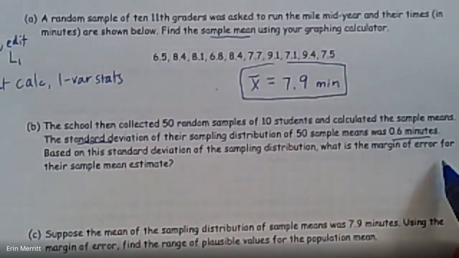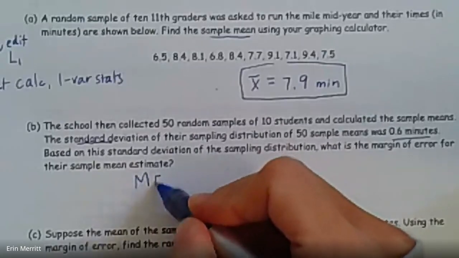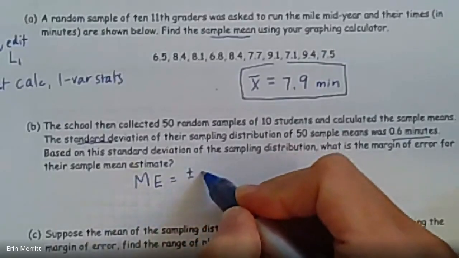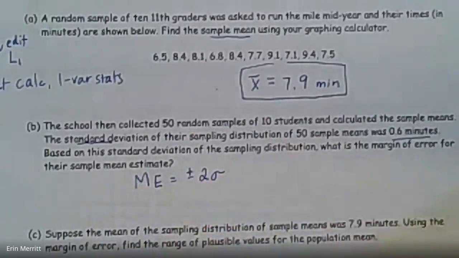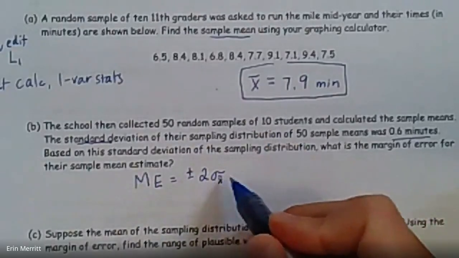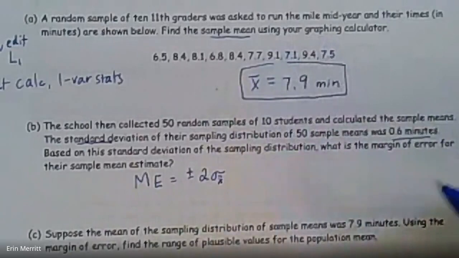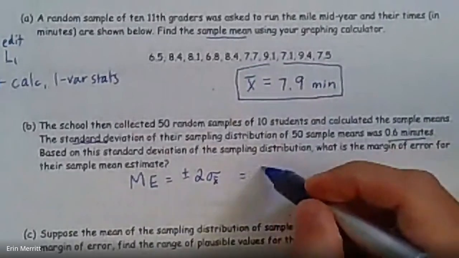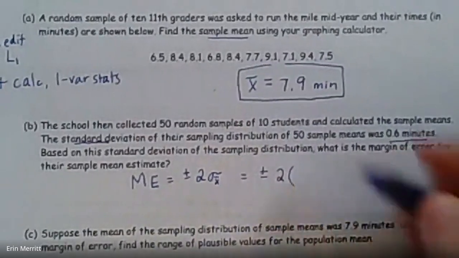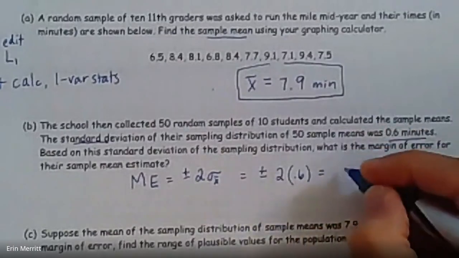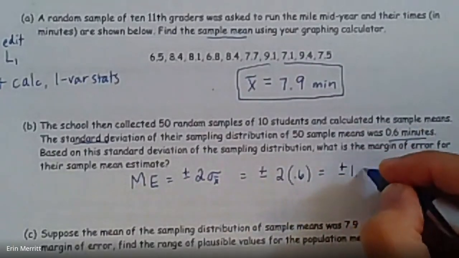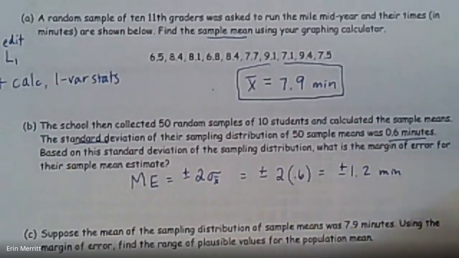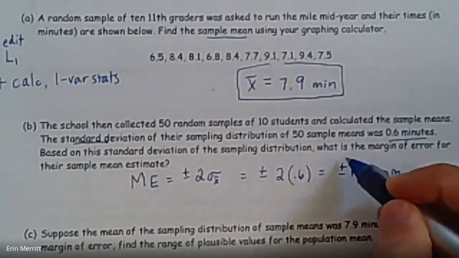All right, well, for the margin of error, all you have to know is that it's plus or minus 2 of the standard deviations. And now if you want to get fancy, you can do of the X bars because that's of the means, but it doesn't matter. So we're going to go plus or minus 2 times the 0.6, which is going to give us plus or minus 1.2 minutes. That's going to be the margin of error.